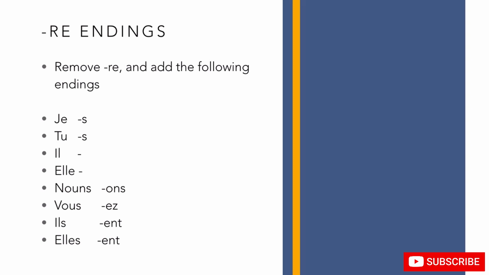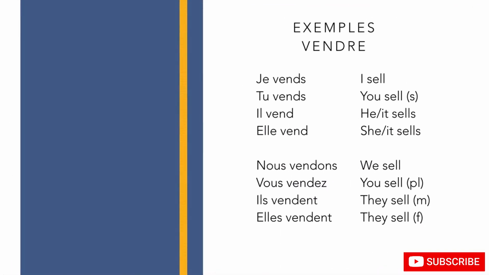Except for the first four conjugations. For the first two, you just add an S. For the second two, il and elle, you don't add anything, you just take off the RE, and then you're good to go. And for the nous, vous, ils with an S, and then elles with an S, it's identical to that of the ER verbs. So I'll just give you a couple of examples here.